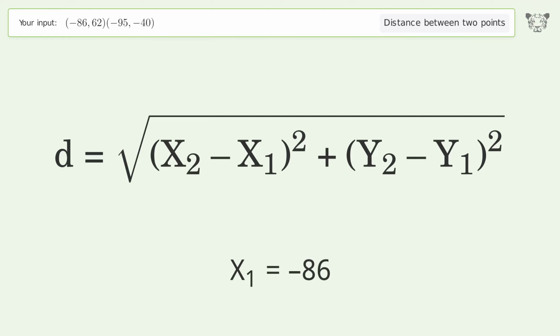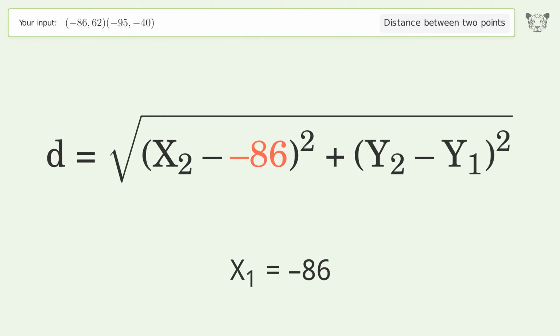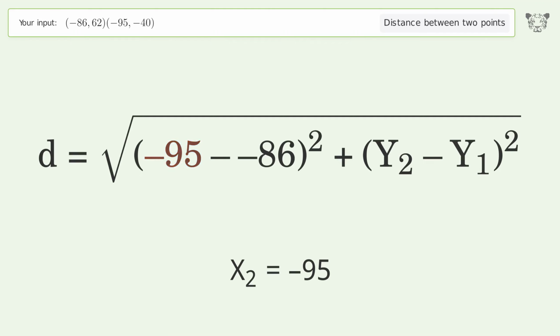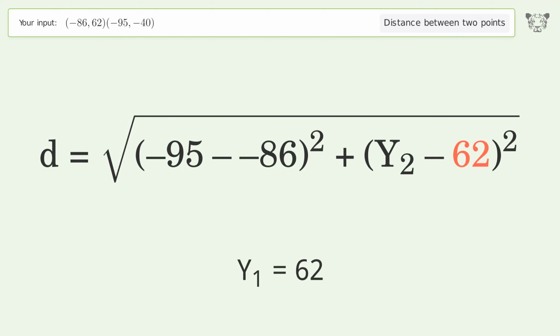x1 equals -86. x2 equals -95. y1 equals 62. y2 equals -40.